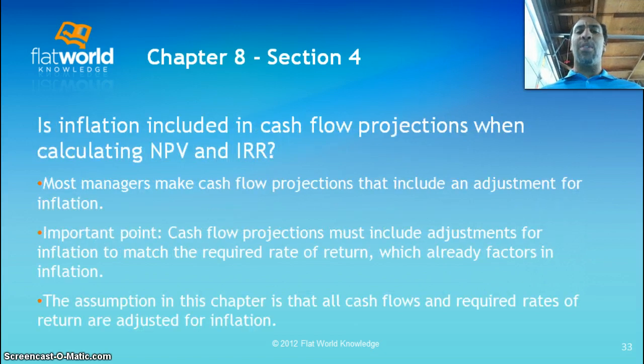So is inflation included in cash flow projections when calculating net present value and internal rate of return? Yes. Most managers make cash flow projections that include adjustment for inflation. Important point is that cash flow projections must include adjustments for inflation to match the required rate of return, which already factors in inflation. The assumption in this chapter is that all cash flow and required rates of return are adjusted for inflation, as they should be. Prices will continue to rise, and we must make adjustments for our future projections.